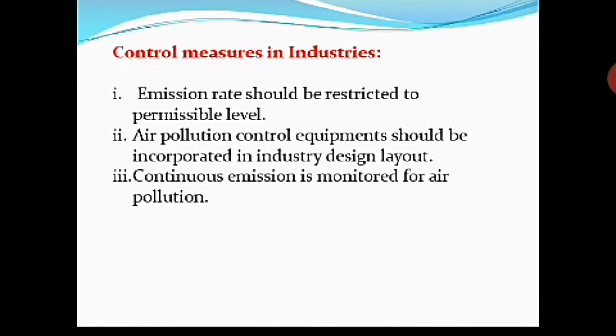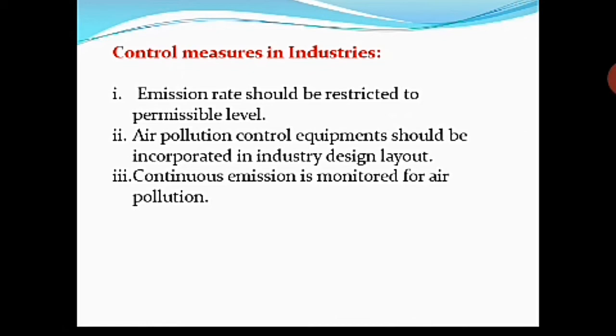The next is control measures in industries. What are the different control measures that we can take in industries to avoid air pollution? Emission rate should be restricted to a permissible level. It should not be too high, so it should be maintained or reduced to a permissible level.